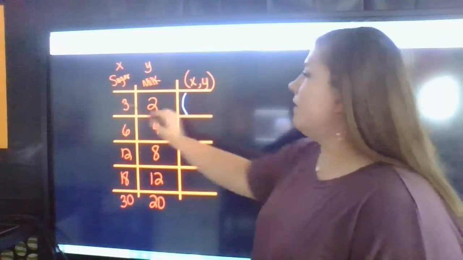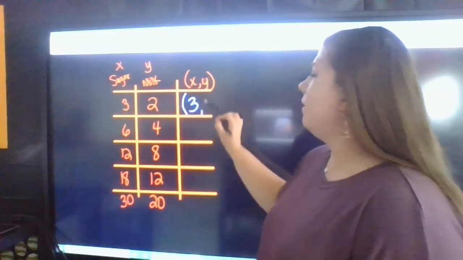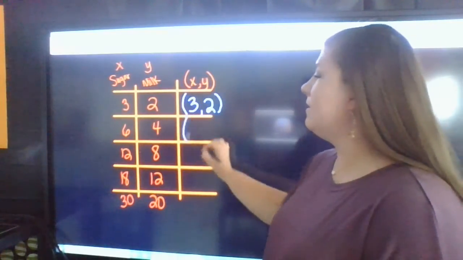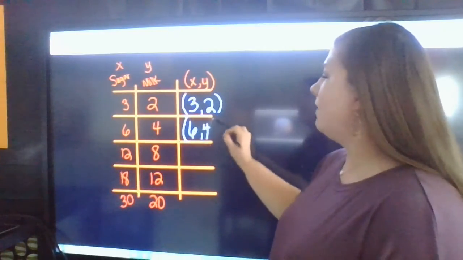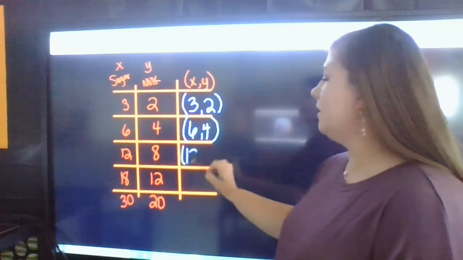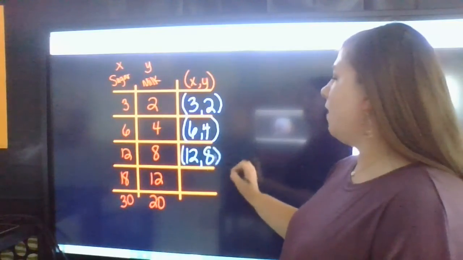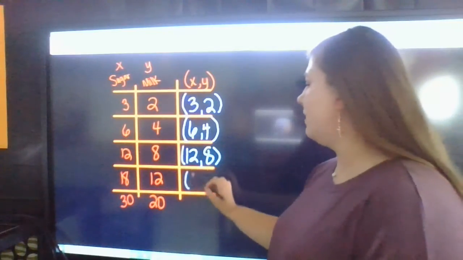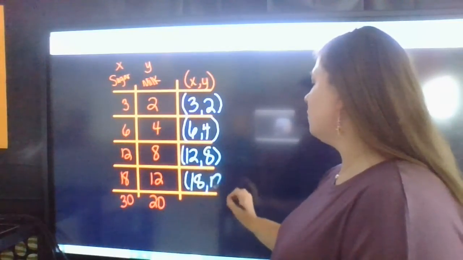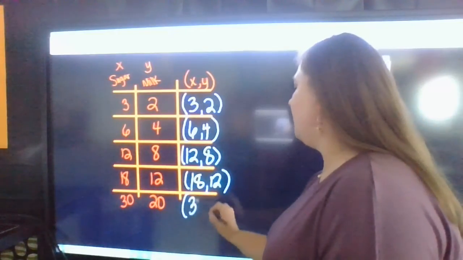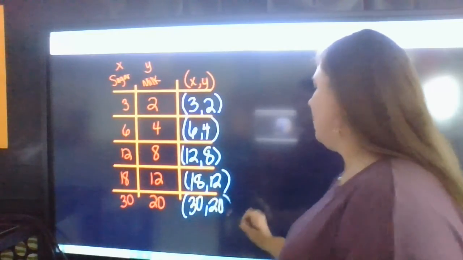So we're just going to take the X value of 3 and the Y value of 2 and write them in this next column as ordered pairs. So I'm going to fill this in using my X and Y's. I have (6, 4), (12, 8), (18, 12), and (30, 20).